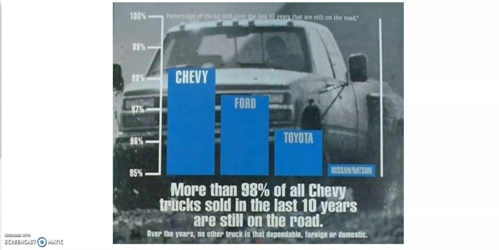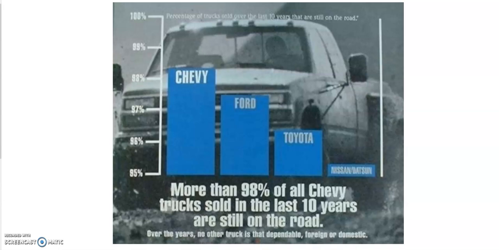Hopefully in your head, you're saying whichever one has the tallest bar, which would be Chevy, right? It's trying to say that more than 98% of all Chevy trucks sold in the last 10 years are still on the road. They're trying to say, hey, our trucks last the longest, right? No other truck is that dependable, foreign or domestic. That's what it says in there. That's a very compelling visual.